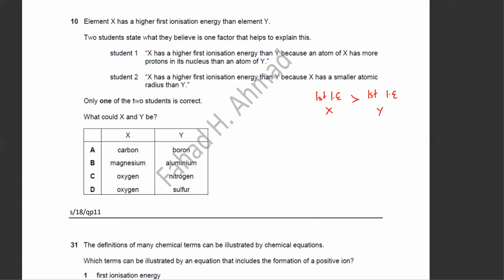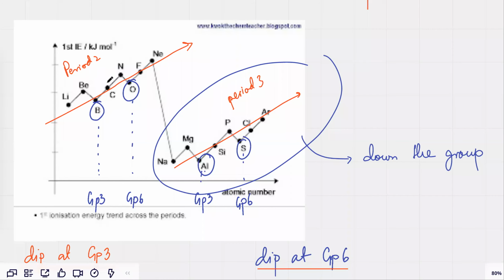So forget the two students. I'm just going to focus on the first statement. He's asking what X and Y could be. The first thing is, I'm going to try and eliminate options. X is going to have a higher first ionization energy. Option A is carbon and boron, in the same period. X is carbon, so carbon should have a higher first ionization energy than boron. Boron is in group 3, where the dip occurs, and carbon has a higher ionization energy.